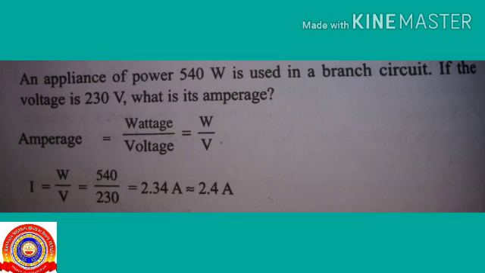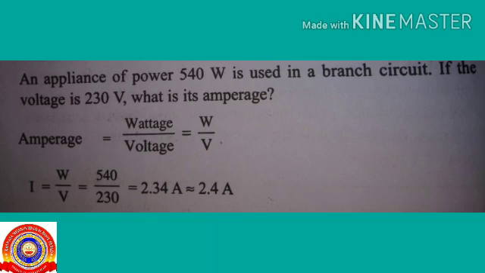Here is a question based on amperage. An appliance of power 540 watt is used in a branch circuit. If the voltage is 230 volt, what is its amperage? That is the question. So branch circuit means parallel circuit. Here the power of the appliance is 540 watt. Okay. So what is the equation for finding amperage?